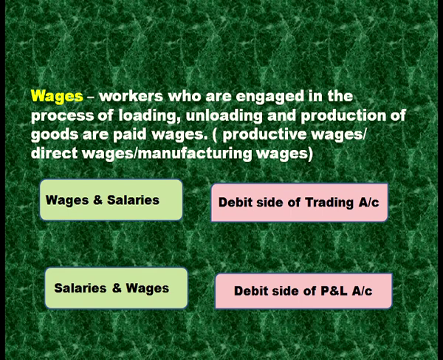Sometimes in the question you will see the items wages and salaries, or salaries and wages. Generally, wages are associated with the factory and salaries are associated with the office. In case of trading account, we take only those items that are related to the factory. As a result, in these two items, the student should check what is the first word of the given item. If the first word is wages, then it goes to the debit side of trading account. If the first word is salaries, then it goes to the debit side of profit and loss account.